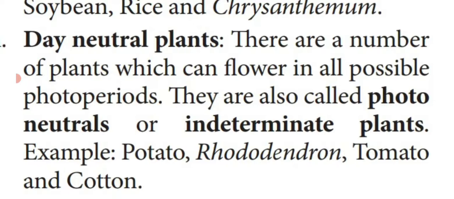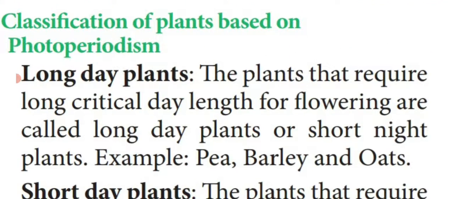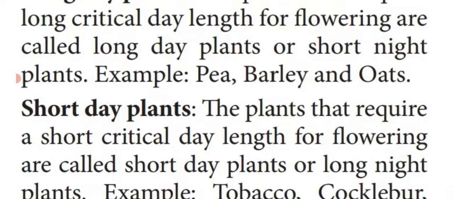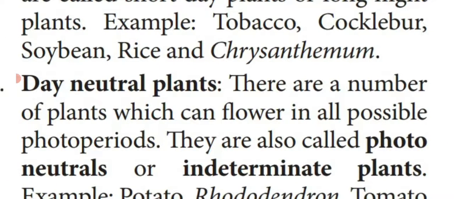So based upon the requirements of the critical day length, photoperiodism is divided into 3 types. Long day plant means the plants which require long critical day length for flowering. Second one, short day plant means the plants require short critical day length for flowering. Third one, the plants which can flower in all possible photoperiods are known as day neutral plants.